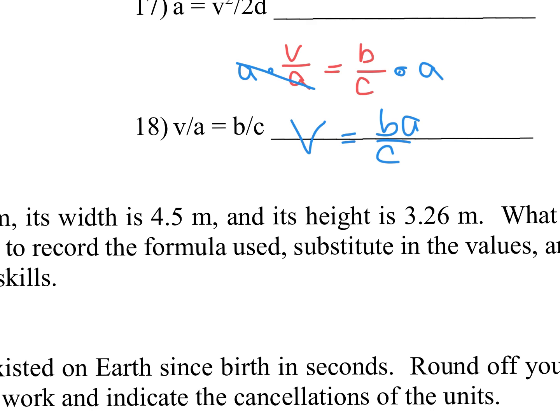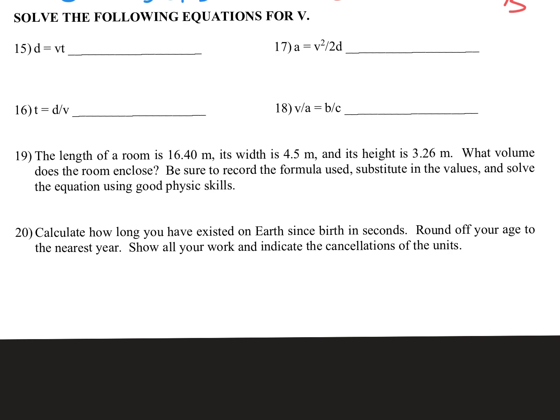Pretty okay? All right, this next one, we're kicking it old school a little bit for number 19. You've got the length of a room is 16 meters, the width is 4.5 meters, and the height is 3.26 meters. What's the volume? You guys remember length times width times height is volume. So all we're going to do is 16.4 meters times 4.5 meters times 3.26 meters.